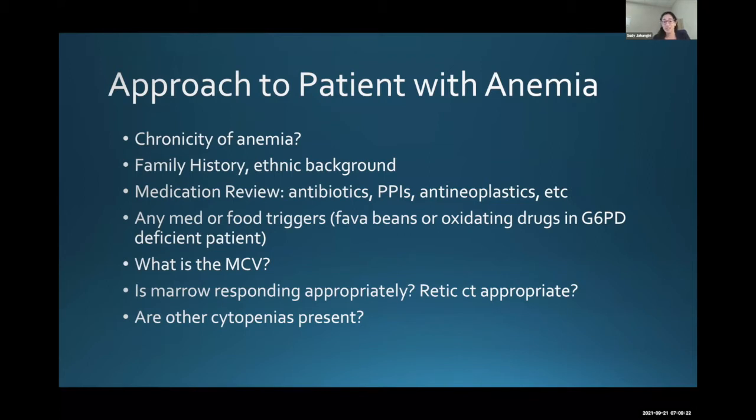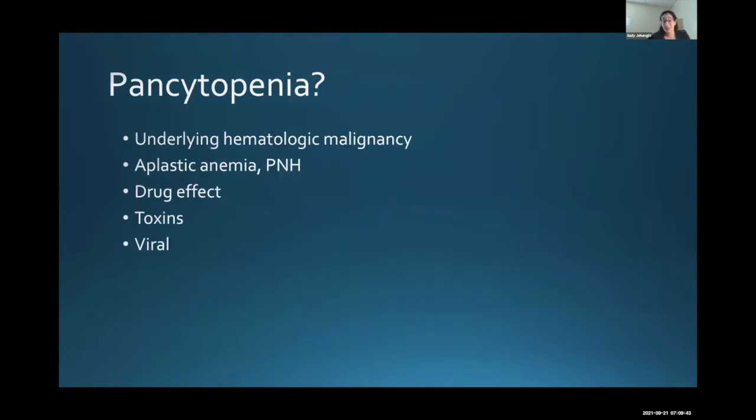As we mentioned, the mean cell volume or mean corpuscular volume, the size of the red blood cells, can also help to further narrow down the cause. Looking at reticulocytes, is the bone marrow responding appropriately? Does it have the building blocks to do that? That is another number that's helpful to guide the cause of anemia. And then whether or not other cytopenias are present. If we do see pancytopenia, there are multiple things that could be causing that.